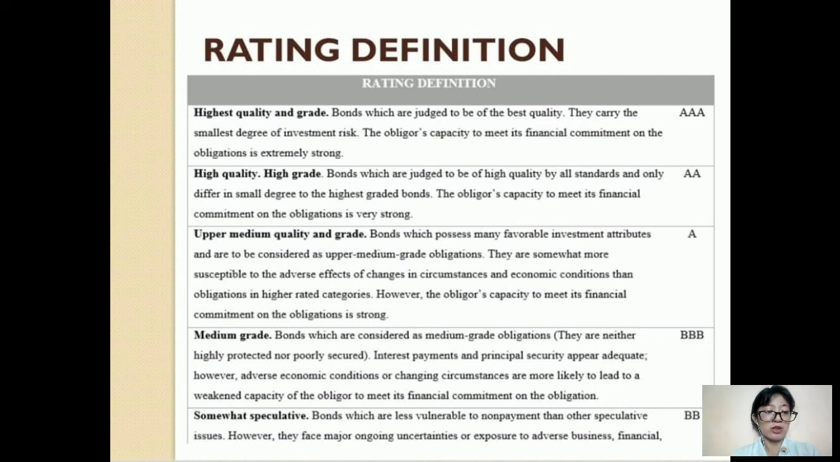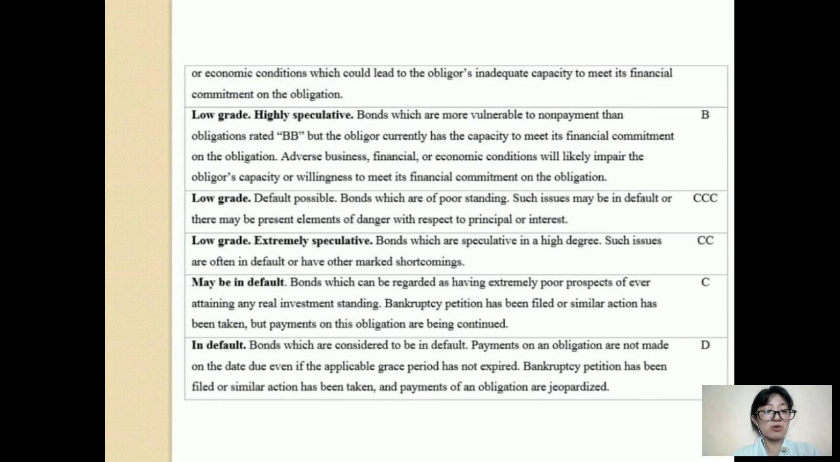on the obligation. From CCC to C, these bonds are considered poor standing. They can be regarded as having extremely poor prospects of attaining real investment, and a bankruptcy petition has been filed or similar action has been taken, but payment of this obligation is being continued. Last is the D, which is considered as default. Payments on an obligation are not made on the date due even if the applicable grace period has not expired, and the payment of this obligation is jeopardized.